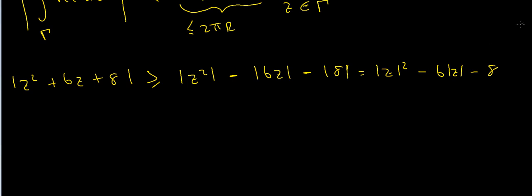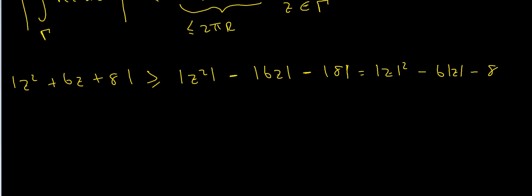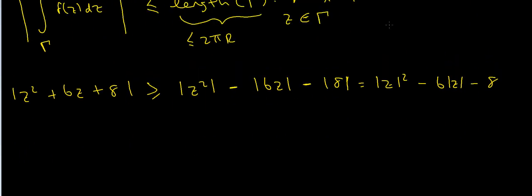Well, if I look at my diagram, any point on this curve, so any point here, has to satisfy the relation mod z equals capital R. So if I take the modulus of any point on big gamma, it's going to have value r, because that's how you define a circle of radius r in the complex plane. So for instance, if it were a circle of radius 1, it would be mod z equals 1. So what I can do here is replace this with r squared minus 6r minus 8.